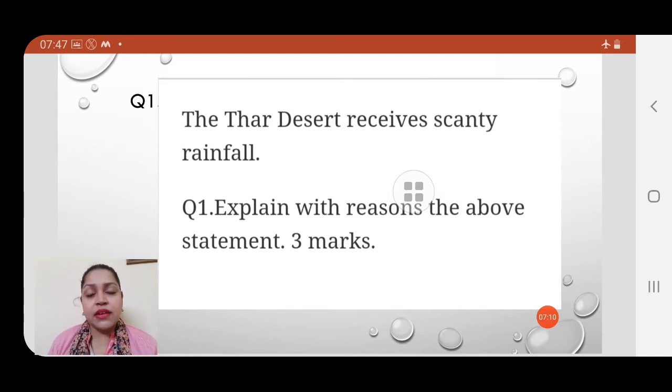The Thar Desert receives scanty rainfall. Just as I explained now, explain the above statement with reasons. So the Thar Desert receives scanty, very little rainfall, and what is the reason? You will have to write the reason. It is for 3 marks. This also I'll upload in the Google Classroom and we'll write it from there.